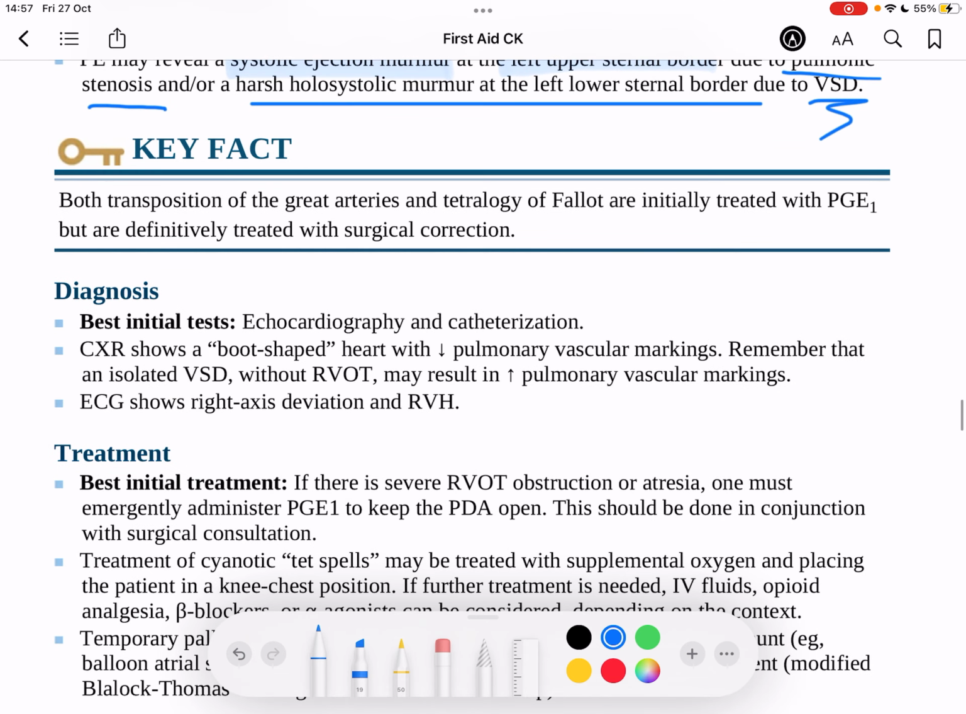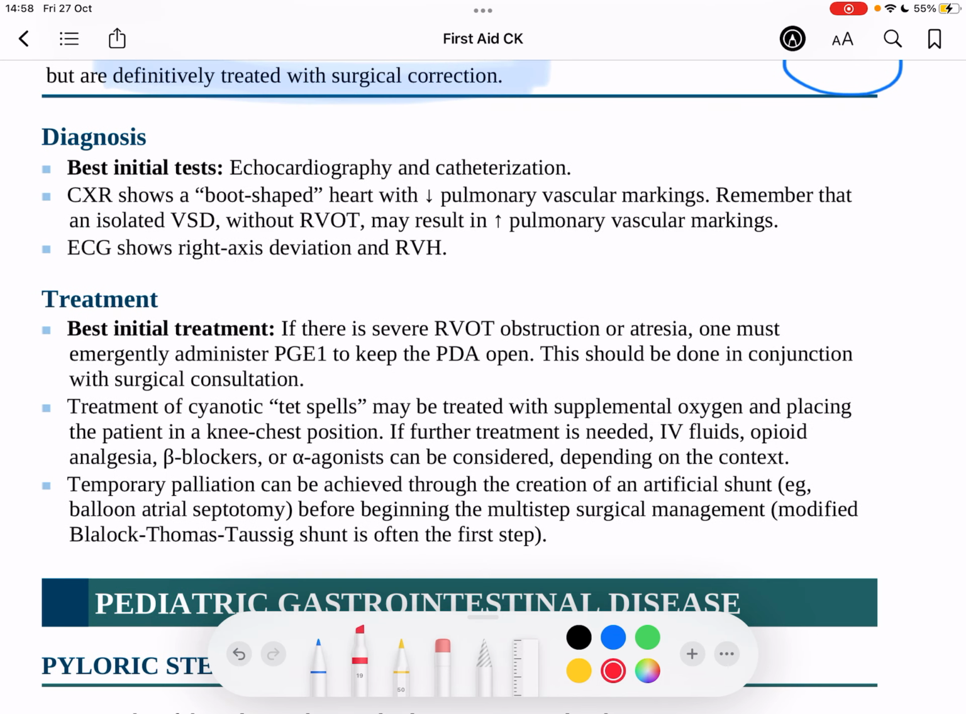So just a quick key fact, both the transposition of the great arteries and Tetralogy of Fallot are initially treated with our PGE1 infusion. However, this is just to delay surgery so that I can let the baby grow a little bit, evaluate the best surgical intervention, but always my definitive treatment is surgical correction. So now, regarding our diagnosis, the best initial test, what did I say? Always echocardiogram. You can also do catheterization as well.